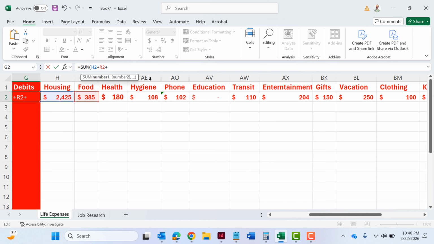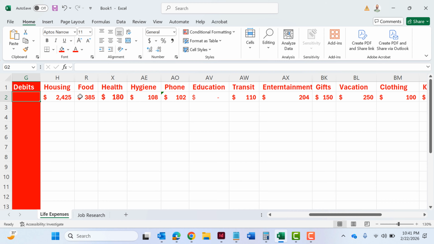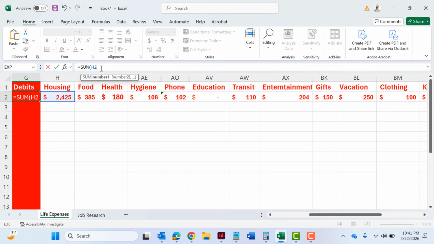We've got plus, we've got hygiene next at AE2. Oh, we forgot health. I can't see what it is, because this is in the way. So let's try this again. We've got H2, R2, X2. Again, debits equals sum H2 plus R2 plus X2 plus AE2.